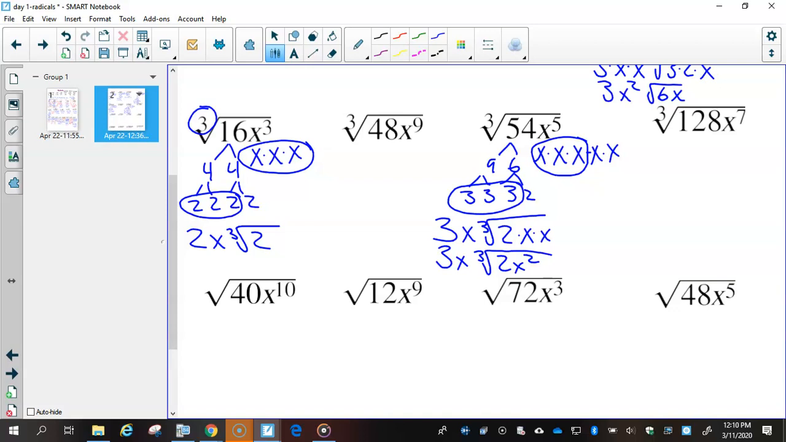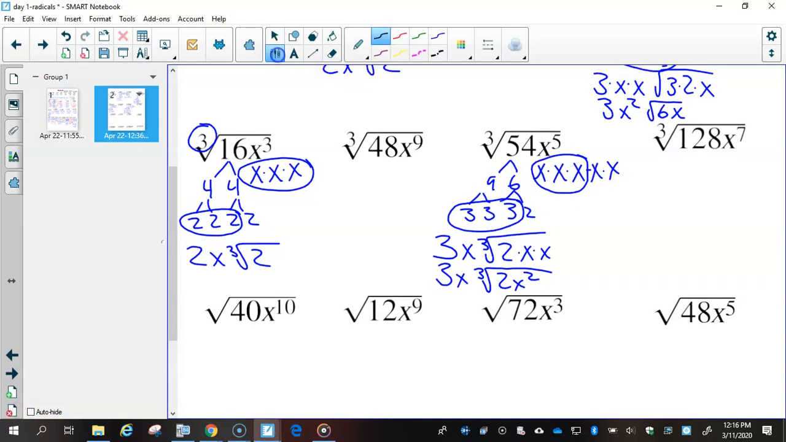Notice that the answer we got here and the answer we got here are different because one was a square and one was a cube. Different things came out and was left inside. Do we have any questions on these types? I want you to go ahead and try these two, and then I'm going to show you the same way we did the perfect squares method. I'm going to show you that method for these. Check your answers once you're done.